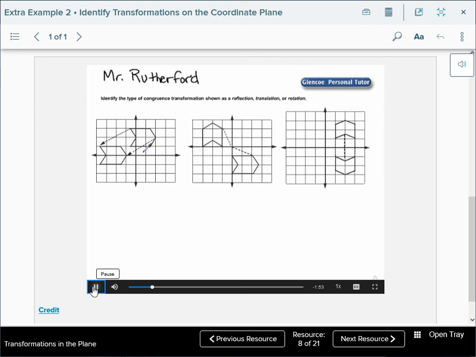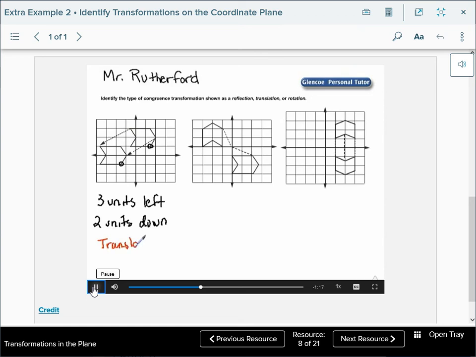Notice here in the first figure that each vertex, and I'll compare this vertex here and its corresponding vertex, is moved over by the same amount, four units, and this is consistent with the other vertices. So because of this, we can say that this transformation is a translation.